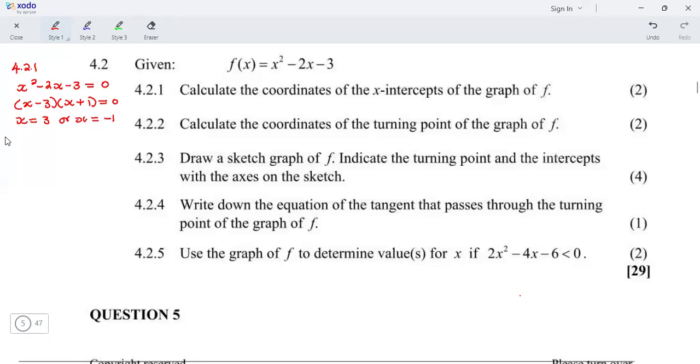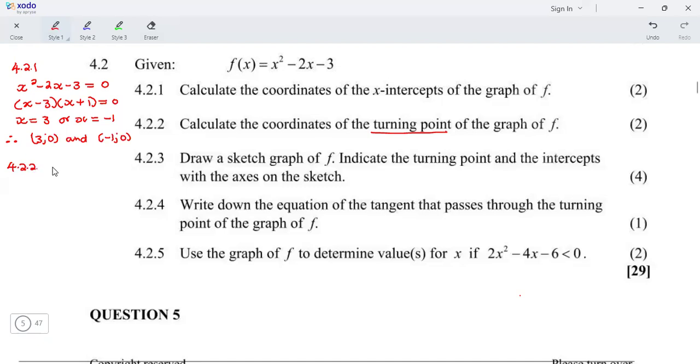Now we're going to conclude that our x-intercepts are (3; 0) and (-1; 0). Okay, next question: calculate the coordinates of the turning point of the graph of f. Now, in getting the turning point, you could use your x-intercepts, or you could use the formula for getting the x value of the turning point. So whichever one you choose, you should get the same answer.